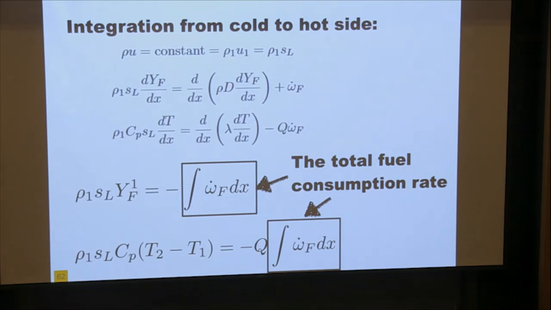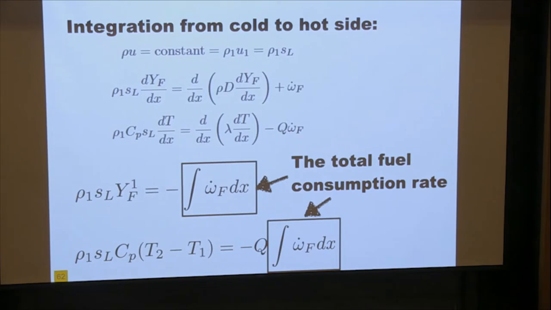Because rho D gradient of Y fuel is zero far away upstream of the flame, because Y fuel is one, and it is zero downstream of the flame because Y fuel is zero. So this term, when we integrate, is zero. And so you are left with a simple equation which tells you that this term is equal to the integral of the reaction rate. Integral of omega dot F dx is really what's important to you. It tells you how much fuel is burned, the total, per second in this flame.